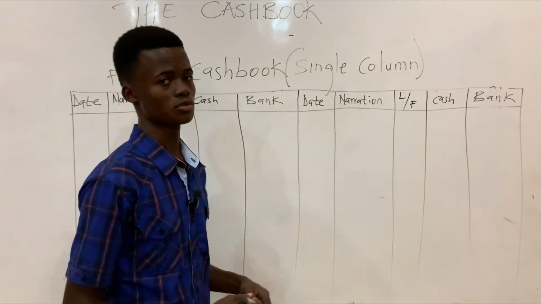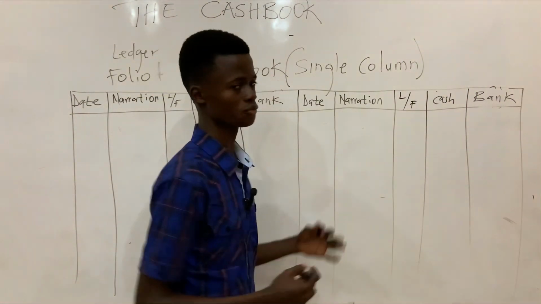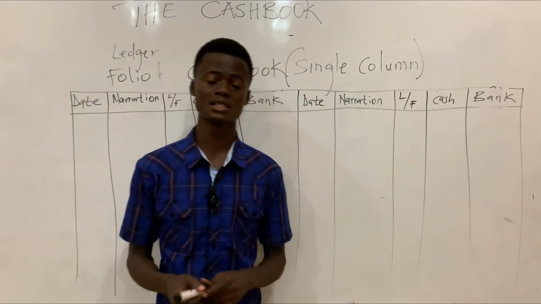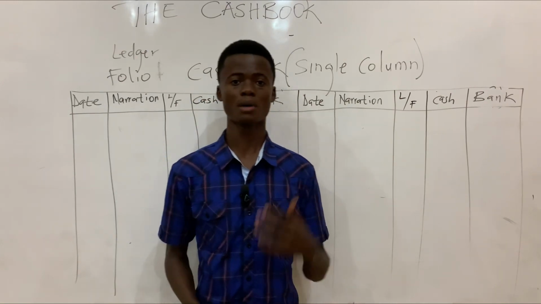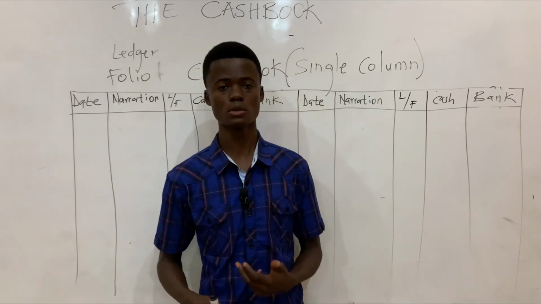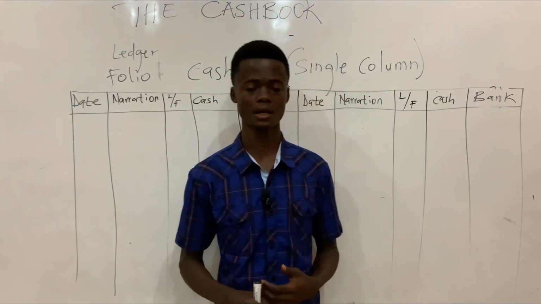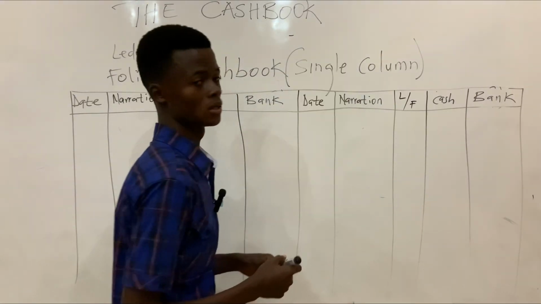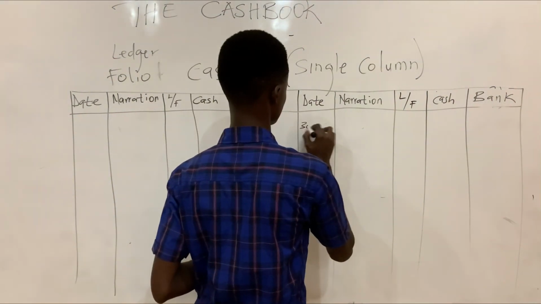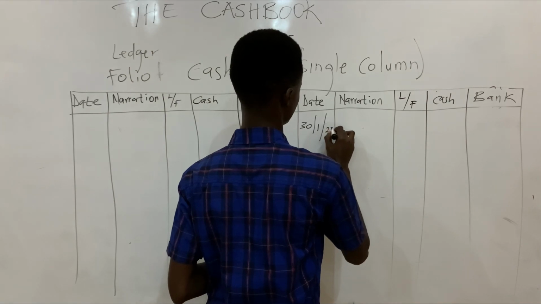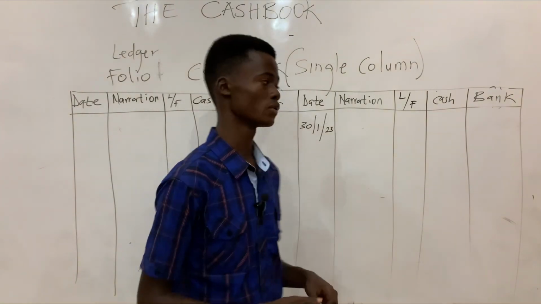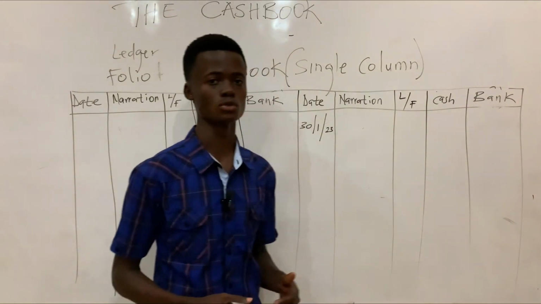So the contra entry is represented by letter C, and it is written under the ledger folio column. So let's assume a transaction like, let's say, a business withdrew cash from its bank account for business use. In this case, the business bank account will be reduced, so we will credit the business bank account and then debit the business cash account. So what we'll be doing is, let's assume the date is 30th January. So we will write 30th January 2023. Since we are withdrawing cash from the bank account of the business for business use, then it means our bank column of the cash book will be credited.